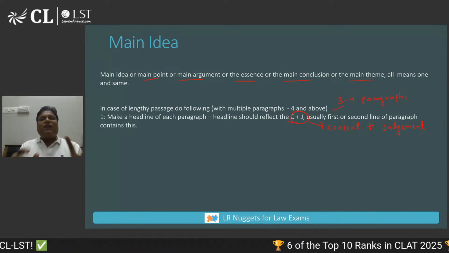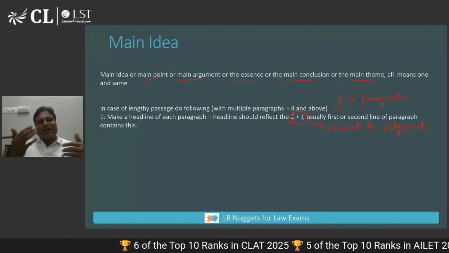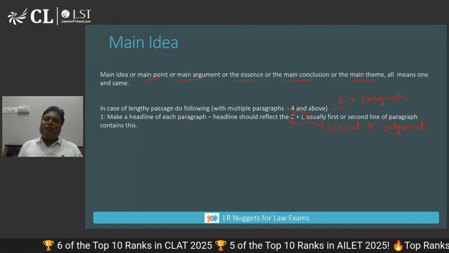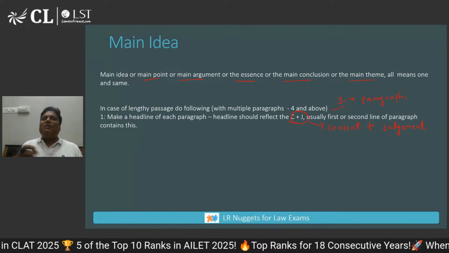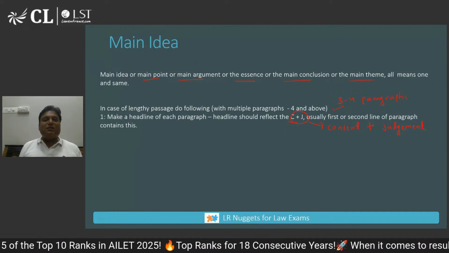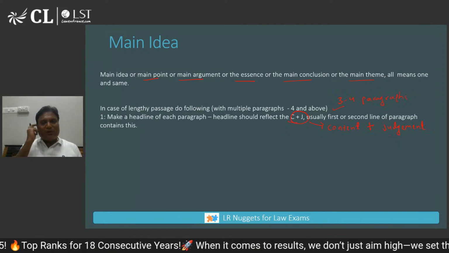Usually the content of all 4 paragraphs will be the same. I mean, the entire passage has one content. So all the 4 paragraphs of that passage will have the same content, but they might have different messages that the author is trying to pass. I will just demonstrate it to you in a while, so that you can appreciate better what I'm trying to say.